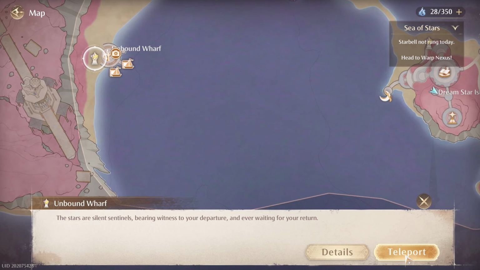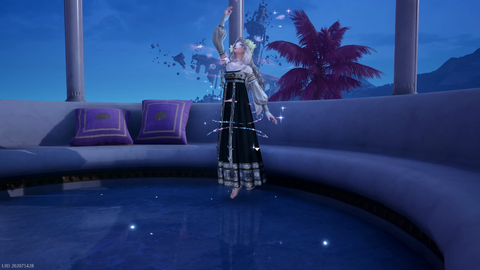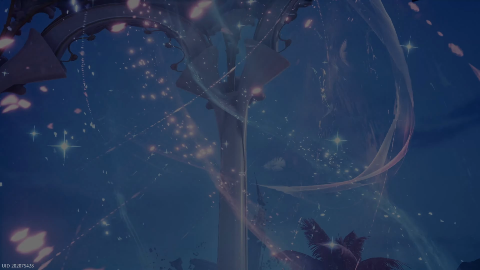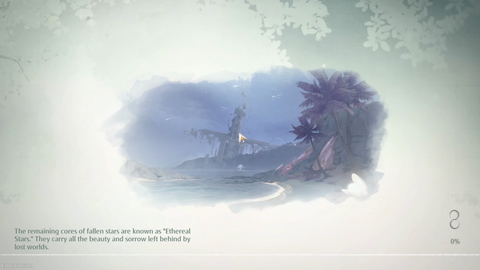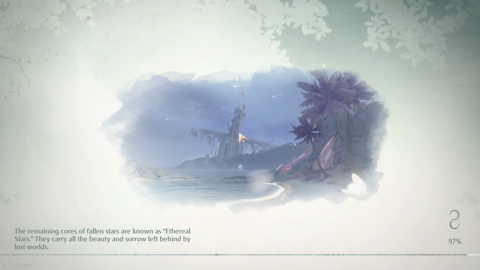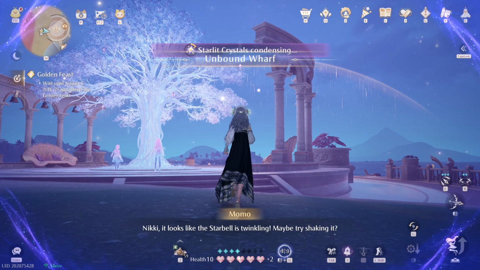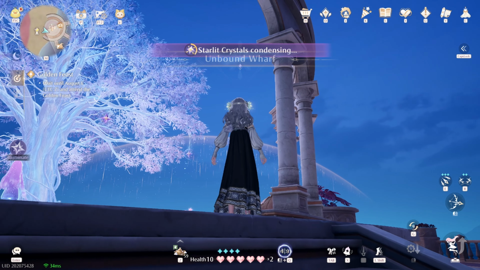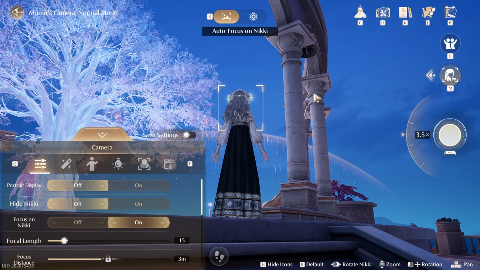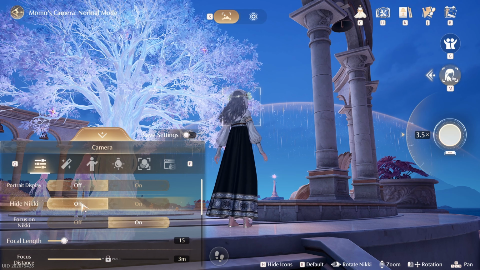Now, the first place I want to take you is within the Sea of Stars, specifically the Unbound War, where I found a really great example of Miraland's Tuscan columns. I say Miraland because I take this as Infold being inspired by Greco-Roman architecture and then applying their own world building to this. As you can see here, I'm getting a little bit closer.